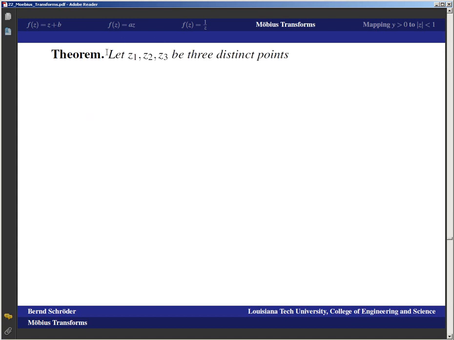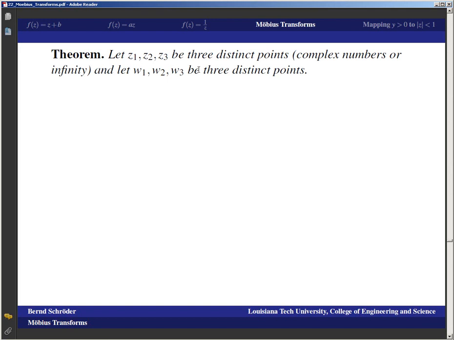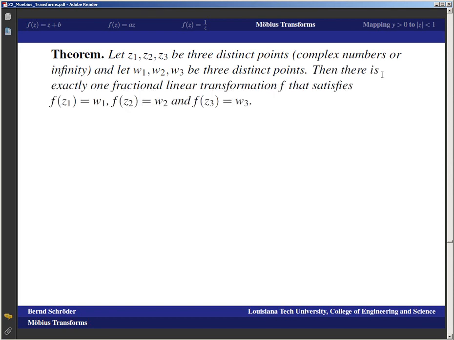Okay, let's take 3 distinct points, and that means they're complex numbers or infinity, and let w1 through w3 be another 3 distinct points. I claim that then there is exactly one fractional linear transformation, exactly one Moebius transform, that satisfies f of z1 equals w1, f of z2 equals w2, and f of z3 equals w3. So that means that a Moebius transform is uniquely identified by what it does to 3 distinct points.